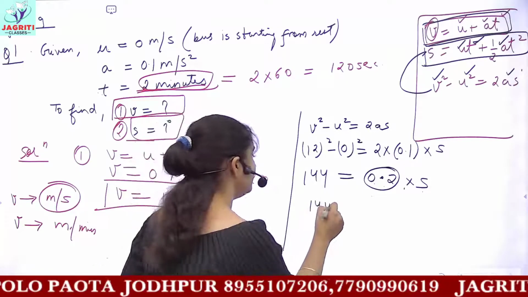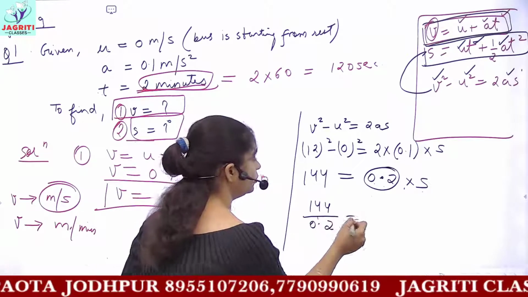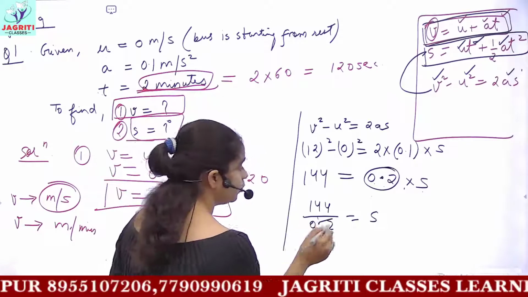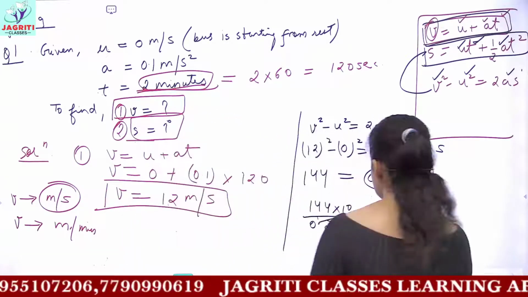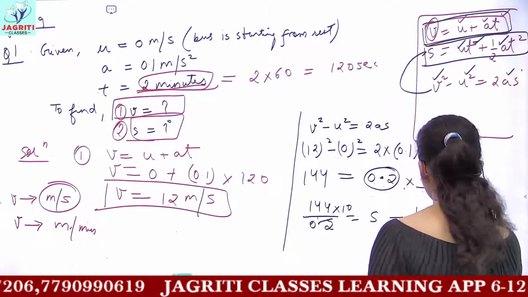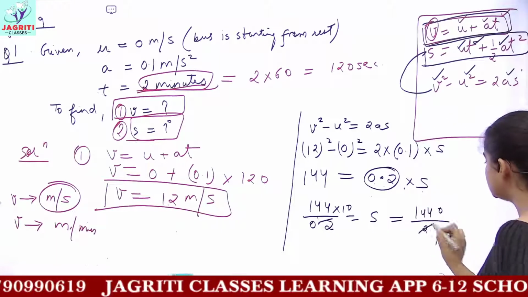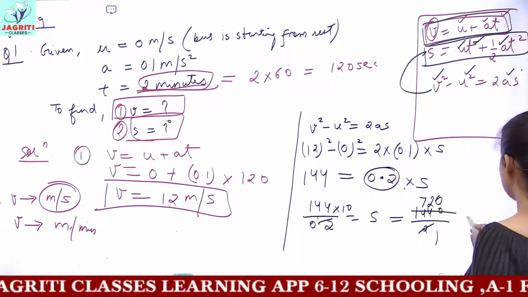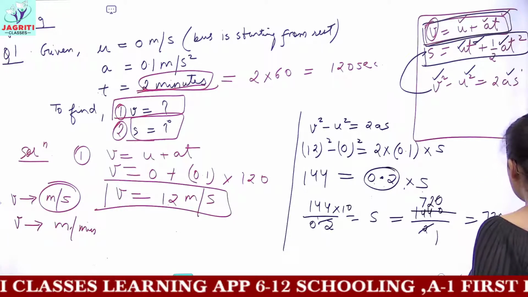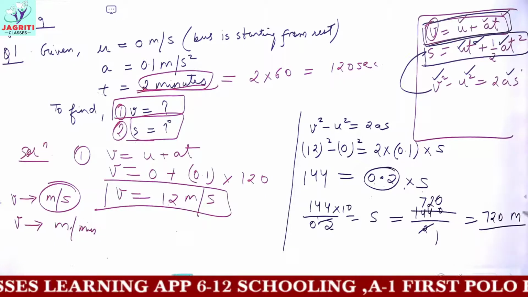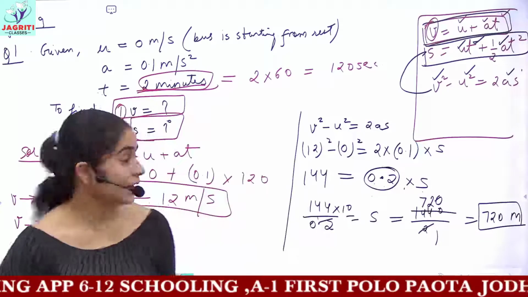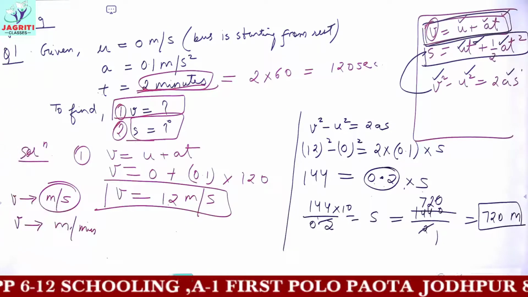So we get 144 divided by 0.2, which gives you the value of s. To solve this, you remove the decimal point by multiplying by 10, so you get 1440 upon 2. When you solve this, 2 sevens are 14, then 2 twos are 4, and you get 720. So 720, and the SI unit for distance is meter. So 720 meters would be your answer for this question. I hope you understood this question.